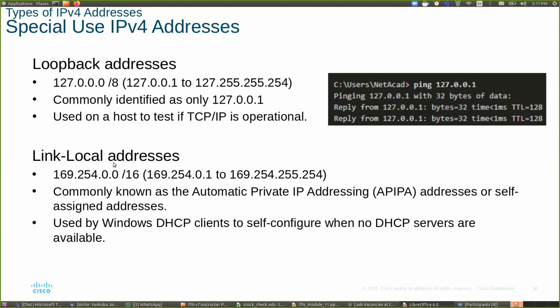You also have a link local address, that is 169.254.0.0. This is called an APIPA address, automatic private addressing, for self-assigned DHCP.